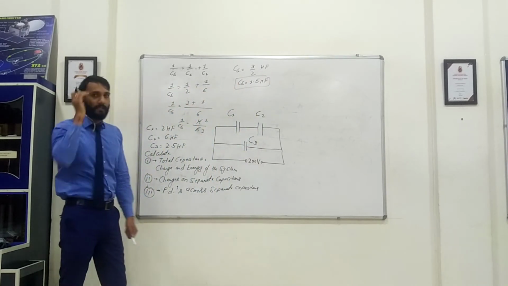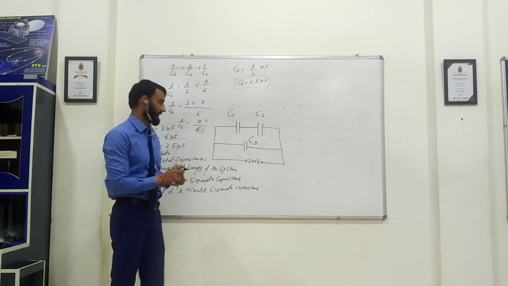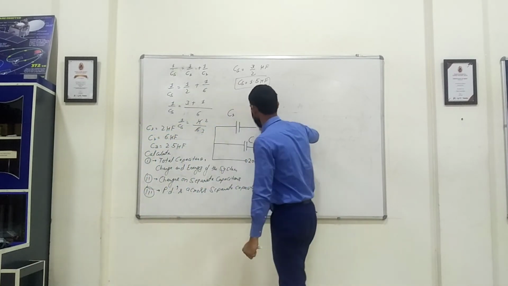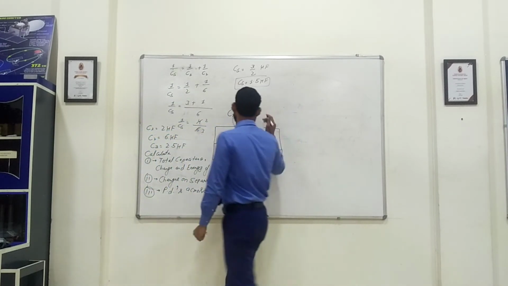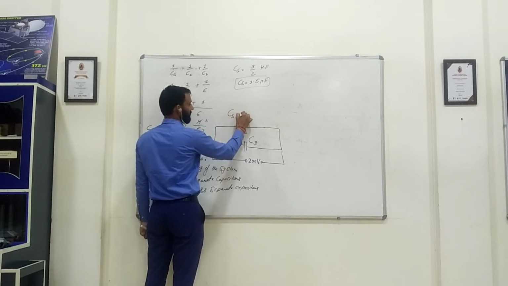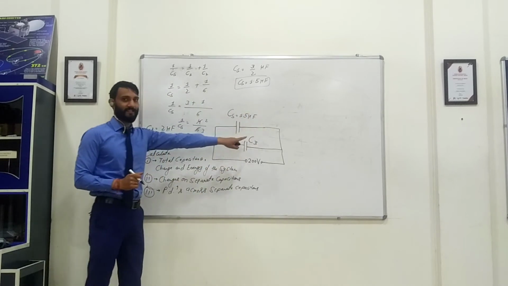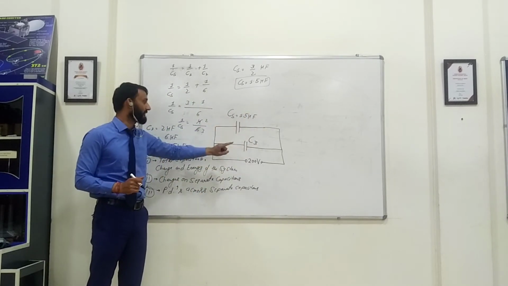Right? Now instead of these two, I have got CS, which is 1.5 microfarad. I am going to remove this, and I'll write this as CS, which is equal to 1.5 microfarad, because the combination of C1 and C2 has given me CS, which is 1.5.